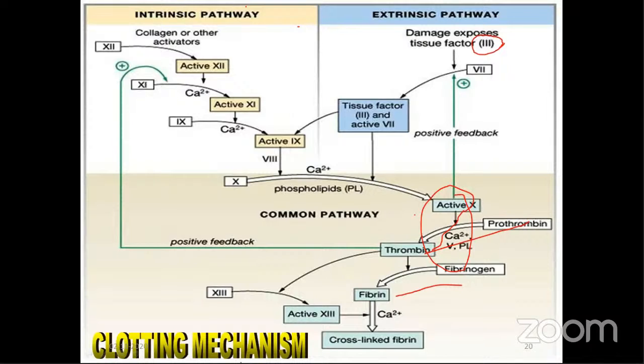Thrombin will convert fibrinogen to fibrin. Fibrin monomers will then polymerize to form the fibrin network. Okay, so which are the important clotting factors involved?